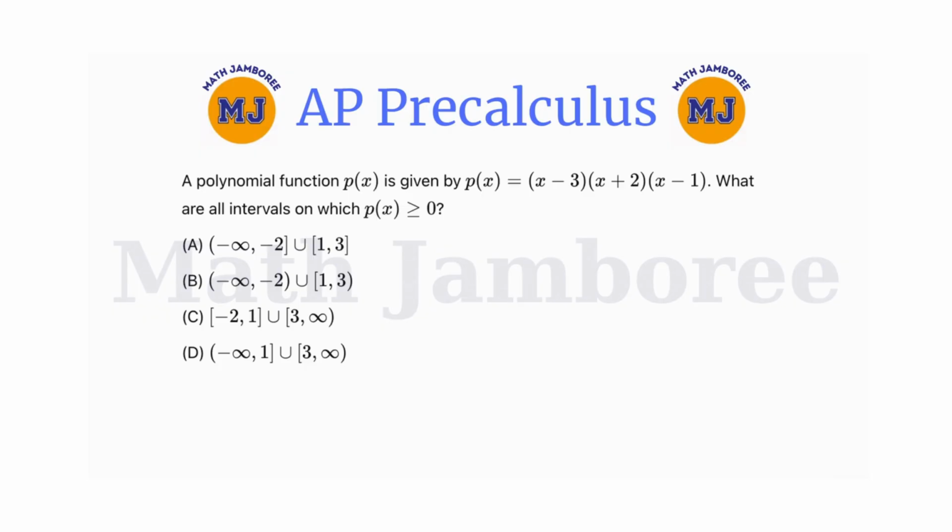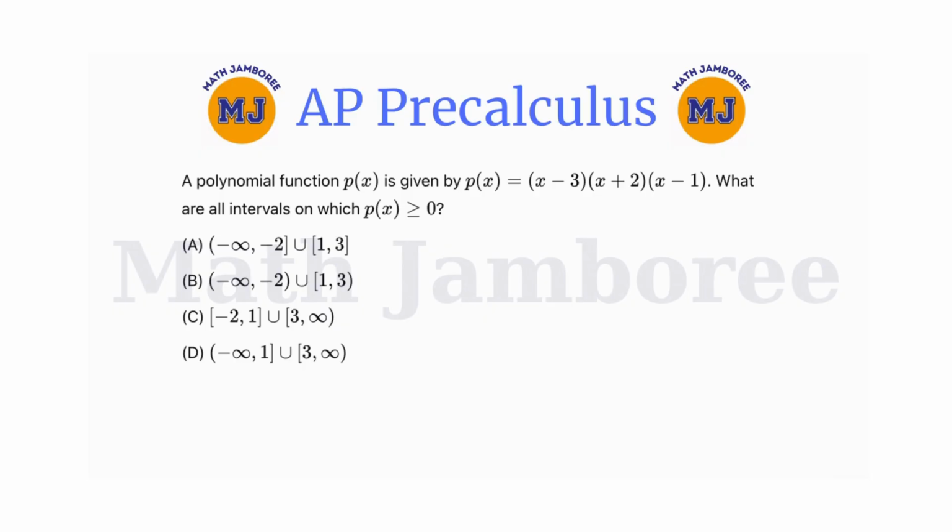A polynomial function p of x is given by p of x equals (x minus 3)(x plus 2)(x minus 1). What are the intervals on which p of x is greater than or equal to 0? Intervals are the brackets, the places where the x values are going to take place, and we are given choices A, B, C, D. Let's begin by finding the roots of the polynomial.